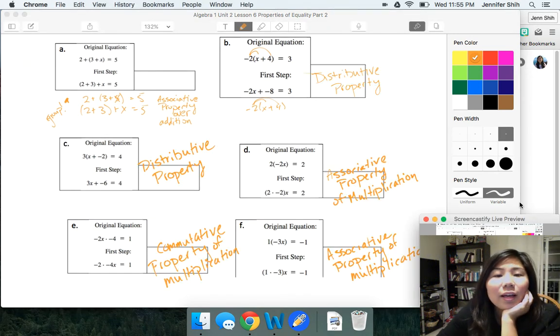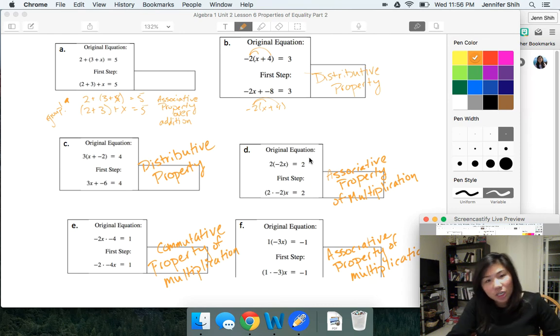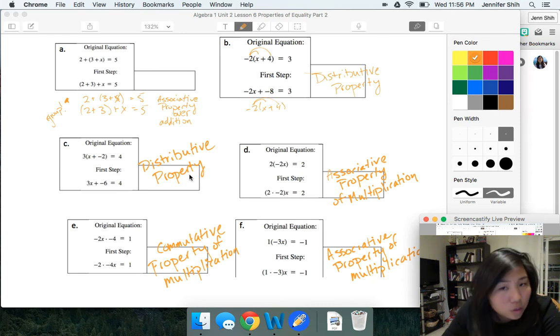Welcome back. Here are some answers. For A, it is the associative property over addition. For B, it's the distributive property of multiplication over addition. For C, it's also the distributive property. For D, it's the associative property of multiplication.